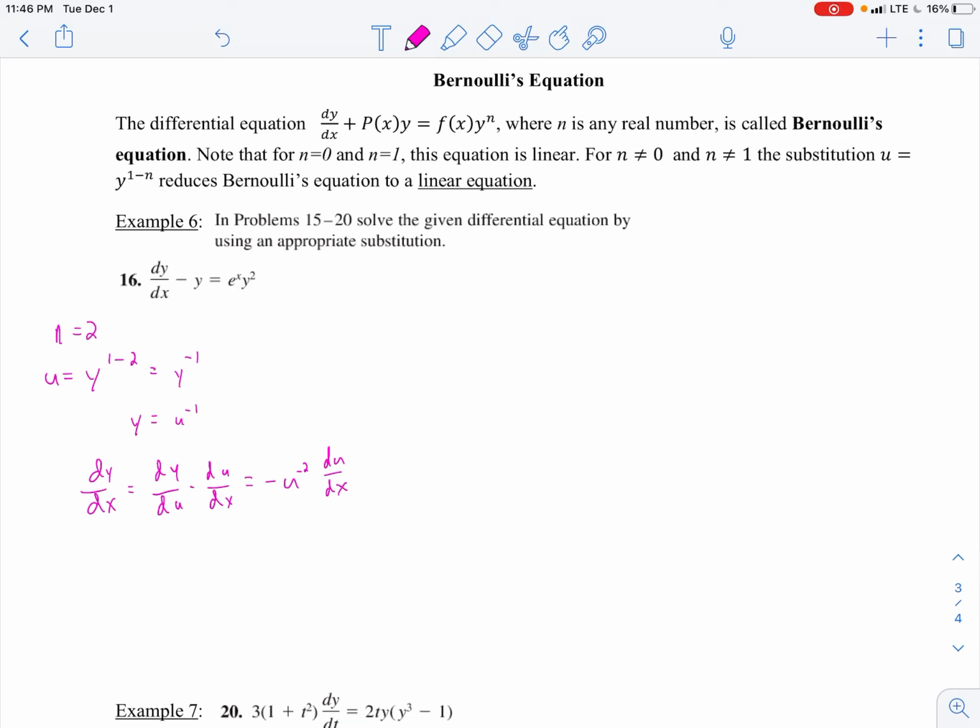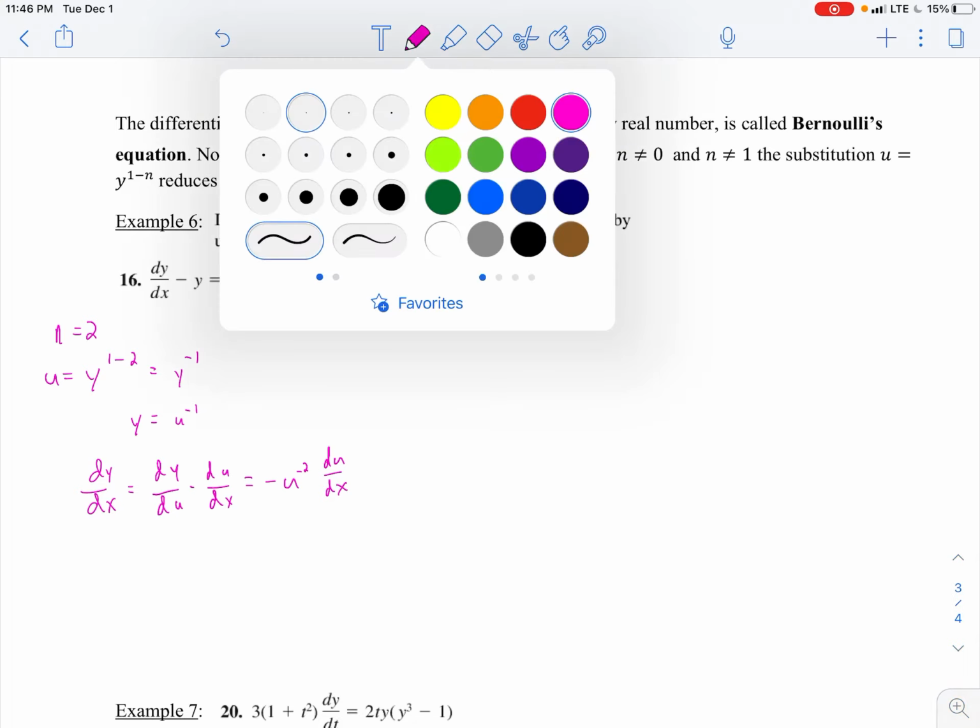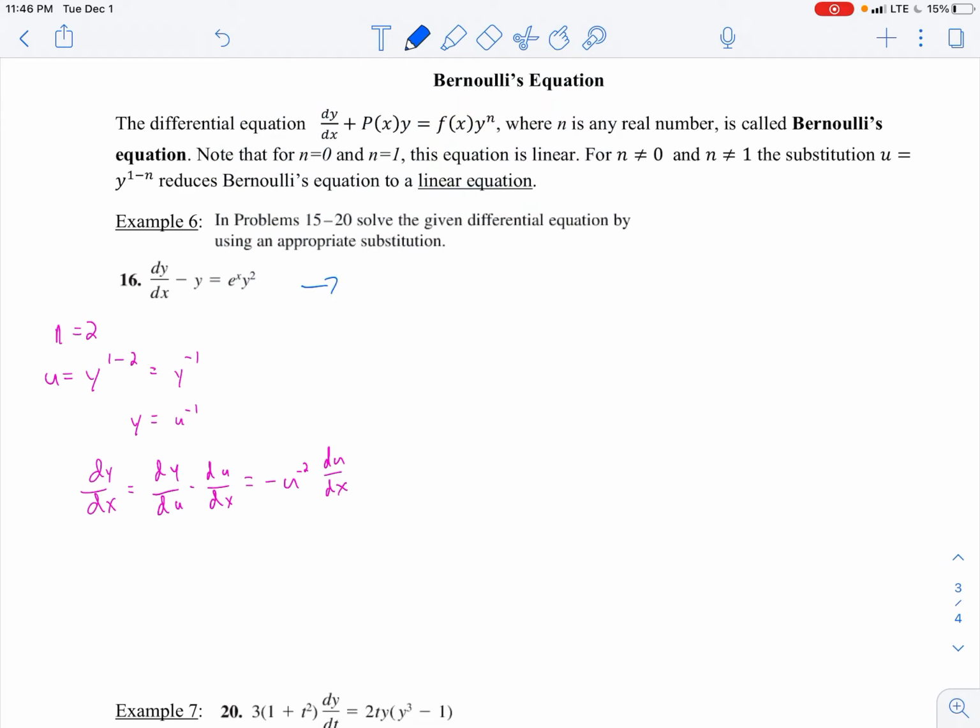But it's okay, because we'll be able to write our equation. Now we have all of the substitutions that we need. We have dy/dx, and wherever there's a y, we can substitute in u to the negative 1. All right, so let's go ahead and do that. We're going to take our equation and do some substitutions.